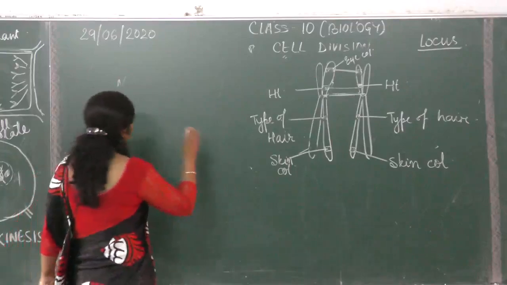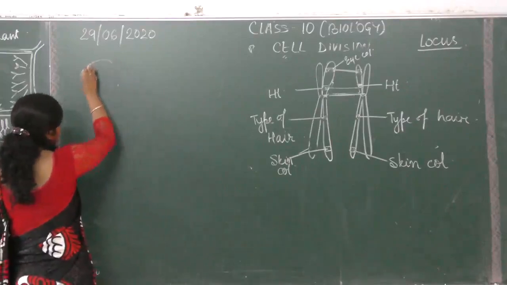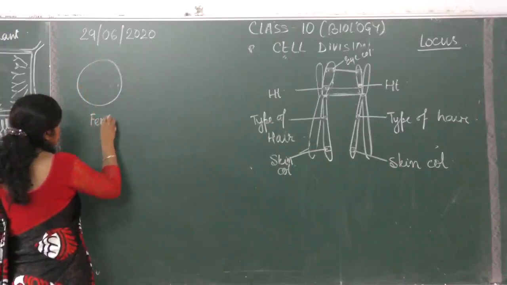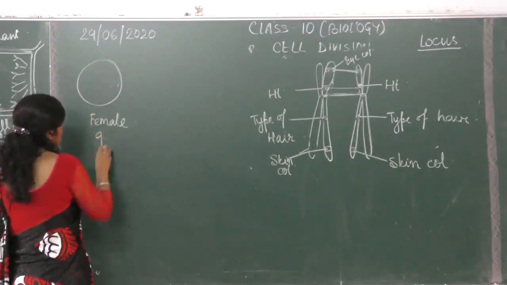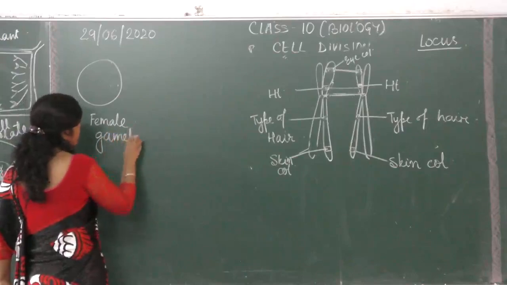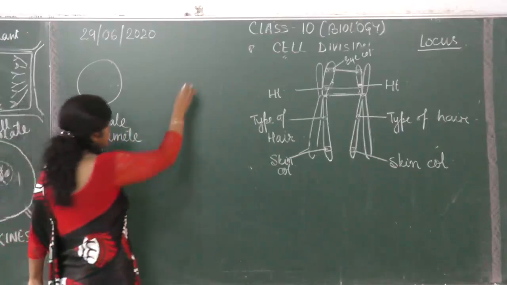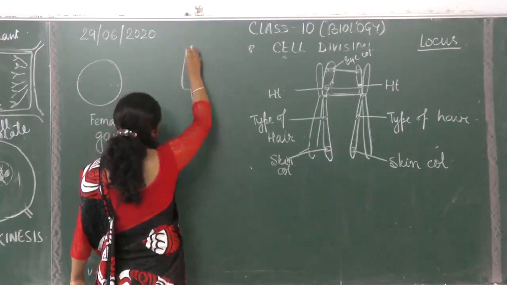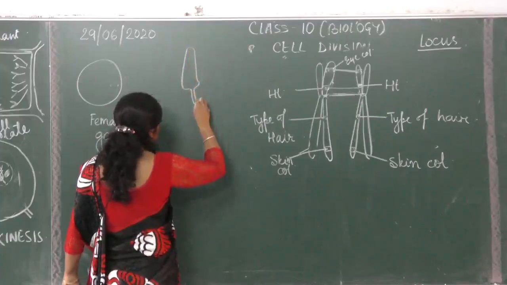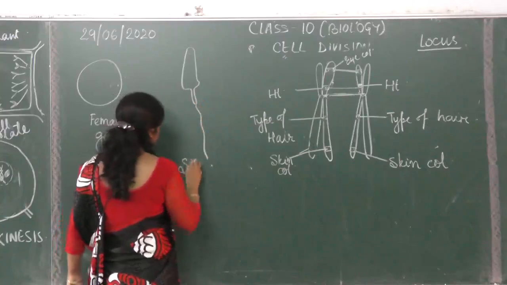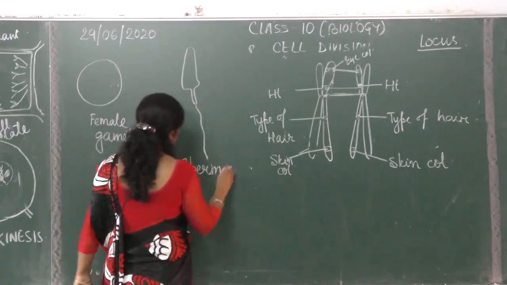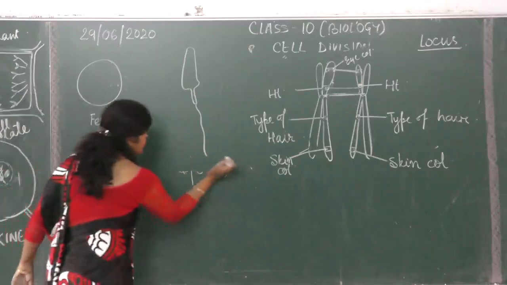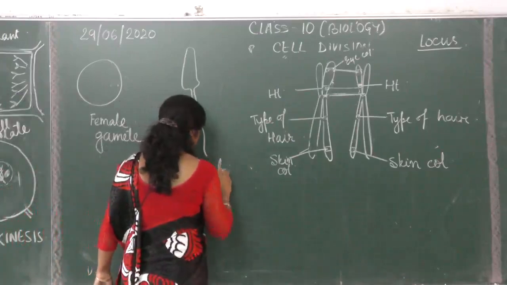Okay, when this is the female gamete. Female gamete. I am going back to fertilization. Okay, and this is a male gamete. This is the sperm. So this is the female gamete and this is the male gamete.